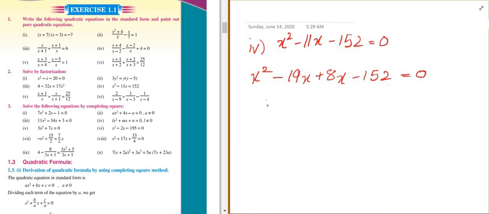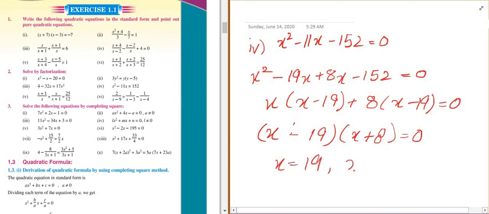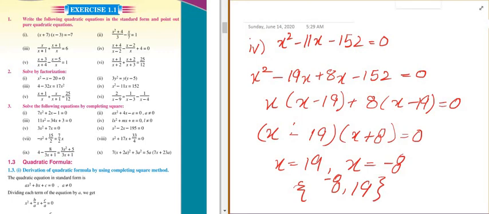This becomes x minus 19 plus 8, x minus 19 equals 0. This becomes x minus 19, x plus 8 equals 0. Either x minus 19 equals 0 or x plus 8 equals 0. It becomes x equals 19 and x equals minus 8. So the solution set is minus 8 and 19. These are the roots of the given quadratic equation.